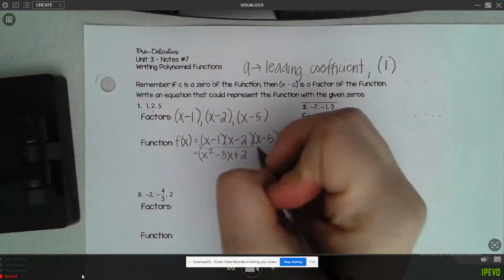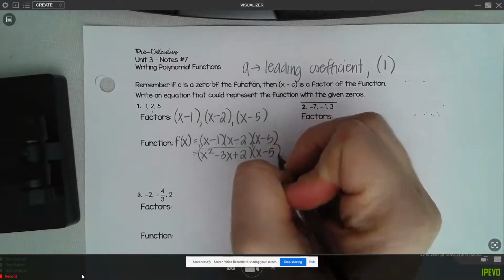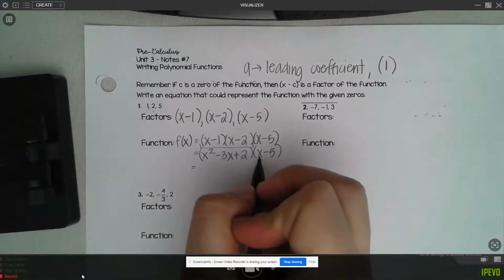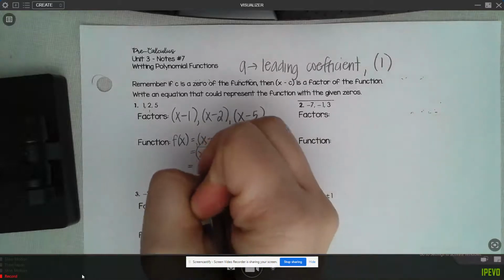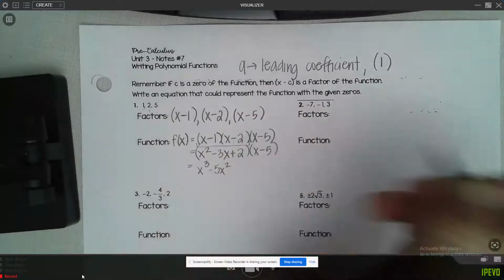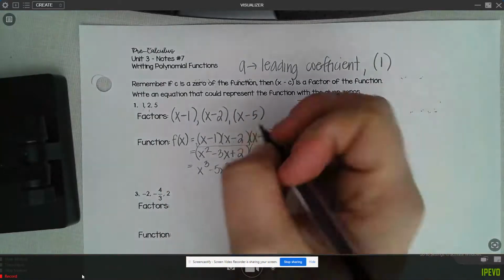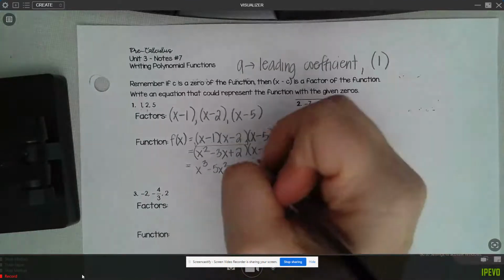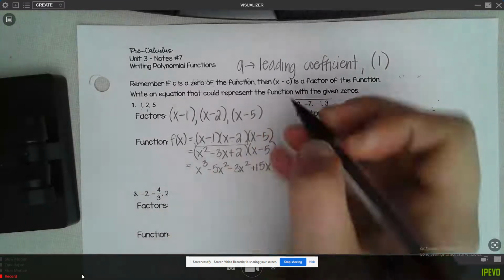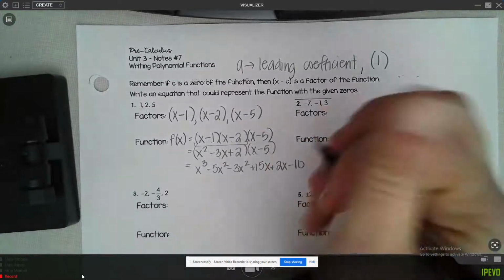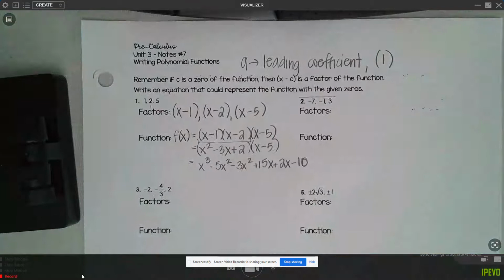Now, you don't want to forget about this x minus 5. I just need to distribute now. So x squared times x, x cubed. X squared times negative 5 is negative 5x squared. Negative 3x times x is negative 3x squared. Negative 3x times negative 5 is 15x. 2 times x is 2x. And 2 times negative 5 is negative 10. All I did is distribute. Are we okay with me there?